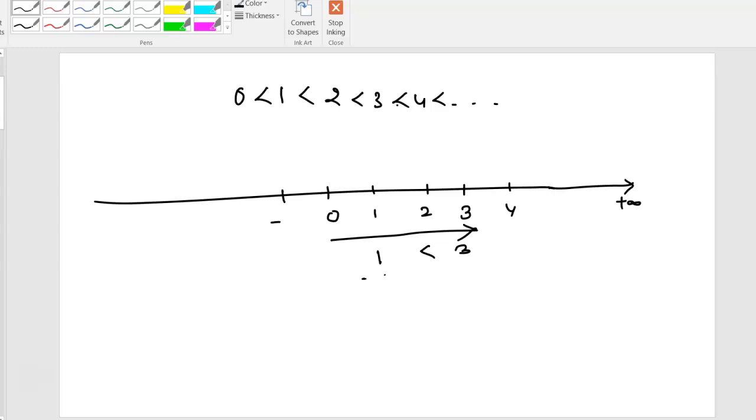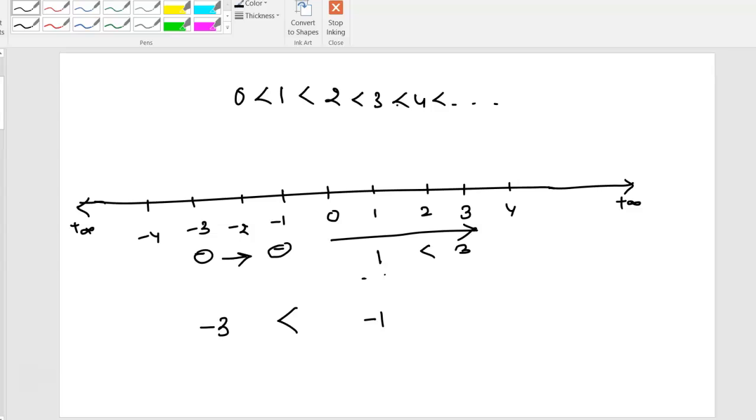And it also goes for negative numbers. -1, -2, -3, -4. So if you want to compare, say, -3 and -1, we can see that -1 is to the right side of -3. So that is why -3 is less than -1, or -1 is greater than -3.